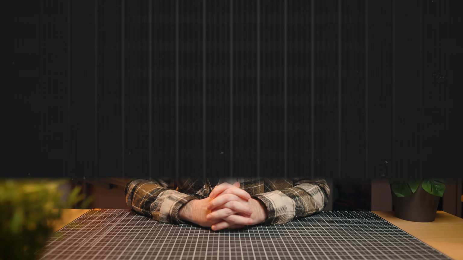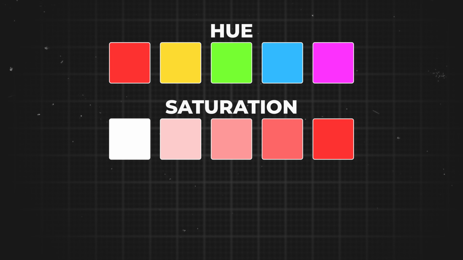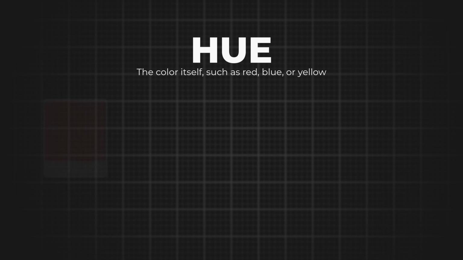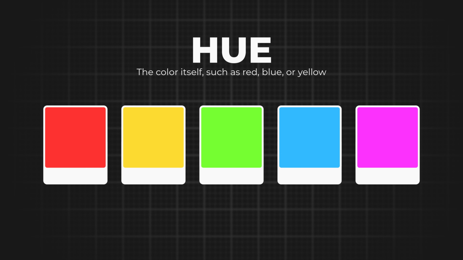Now, the anatomy of colour is essentially what colours are comprised of. And it's comprised of three different things that you can actually control. You've got your hue, saturation, and luminance. Firstly, hue. Now, hue essentially is the actual colour we're working with.